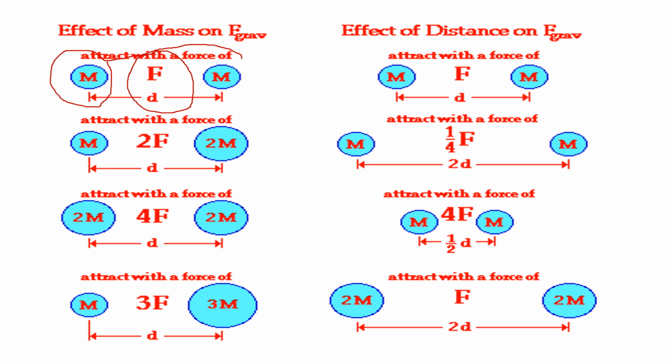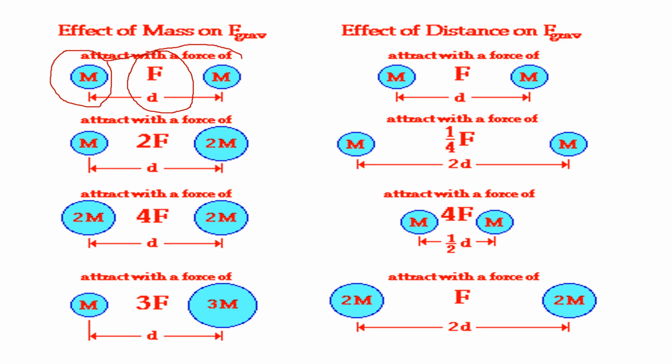Now if you look at the distance, say they are initially spaced apart at a distance d from each other, so we take the original force as F. The moment you space them apart even more, if you increase the distance 2 times, the overall force will be reduced by 4 times. So it's going to be 1/4 of the original value. If you bring them closer to each other, if you reduce the distance by half, the overall force increases 4 times. And if you increase both mass and distance by 2 times, there will be no impact on the overall force.